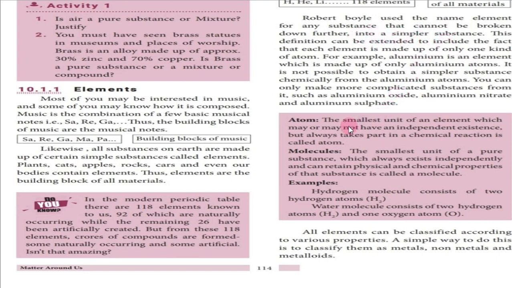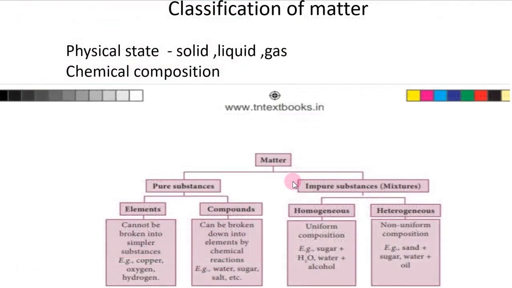Have you understood? Atom is the smallest unit of an element. Molecule means a compound. So see, elements cannot be broken down into simpler substances. Some examples given: copper, oxygen, hydrogen. These are the examples for elements.